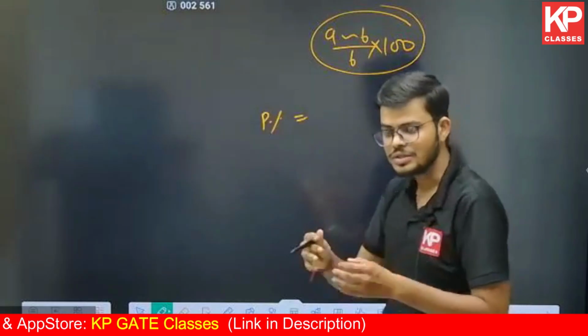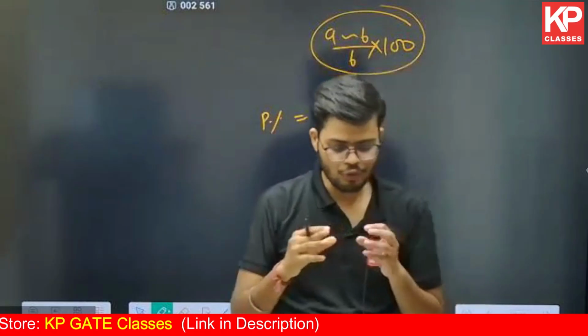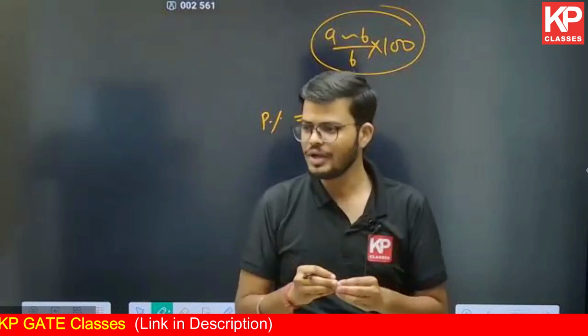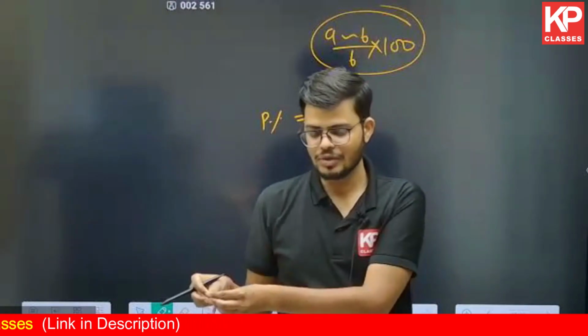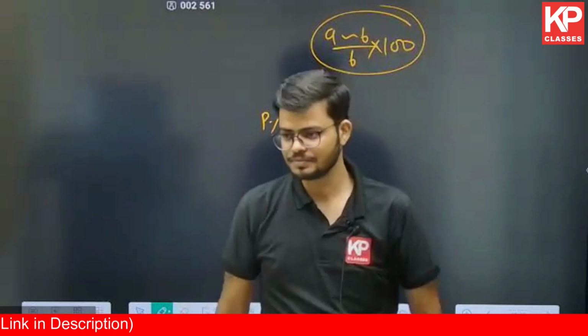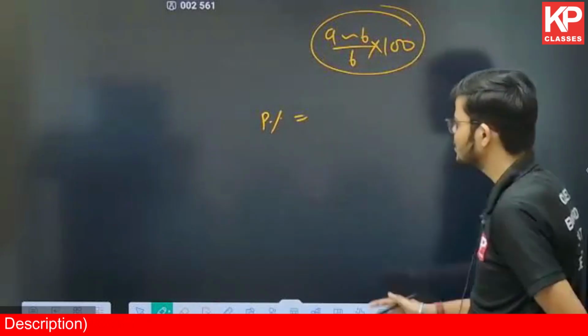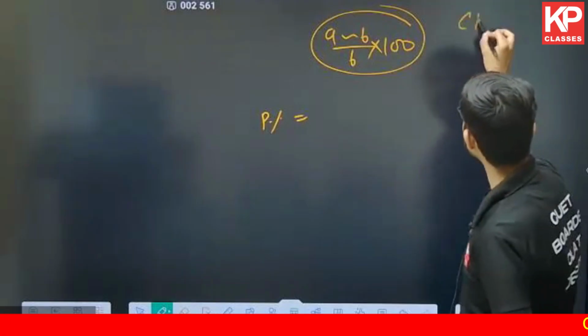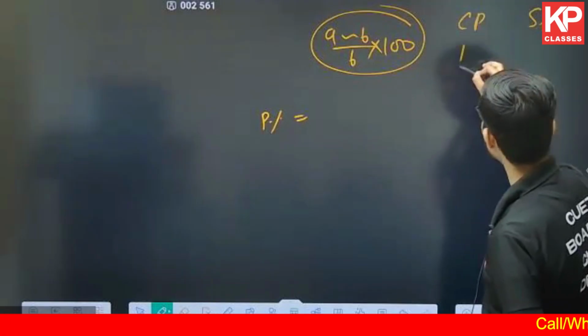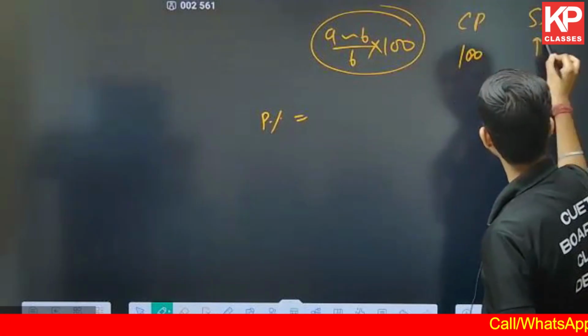Profit is what? Now, I hope you have gone through profit and loss percentage. In profit and loss percentage, there is cost price, there is selling price, there is profit, there is loss, there is profit percentage and loss percentage. So when I'm talking about profit and loss percentage, that means there will be a cost price, there will be a selling price.